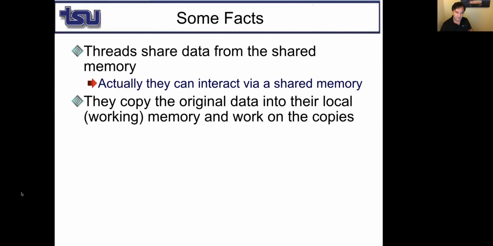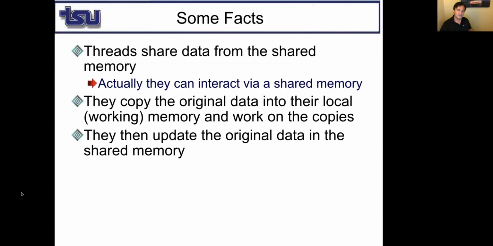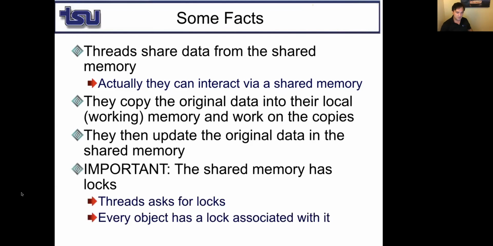But this may cause a problem, because I have a local copy, another thread has a local copy, and both of us are working on a local copy, right? But what if one makes a change, and I make a change too, and then both of us go and change the original data memory? That's going to cause a problem unless we have some kind of order there. So that's what we are going to talk about.